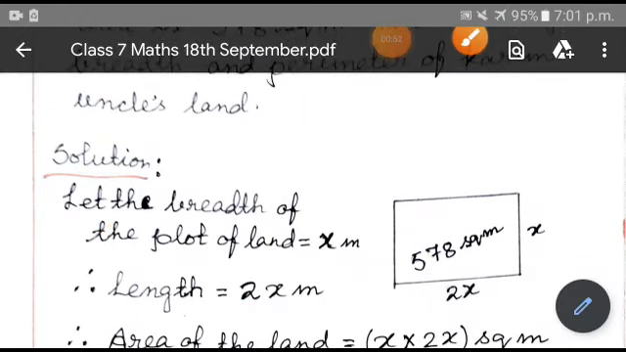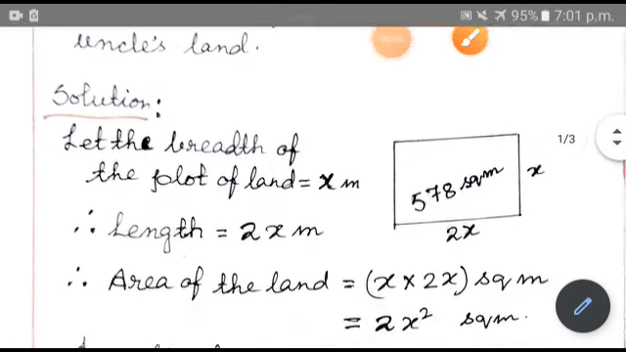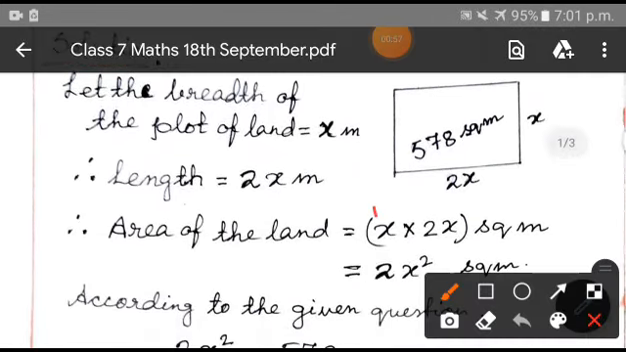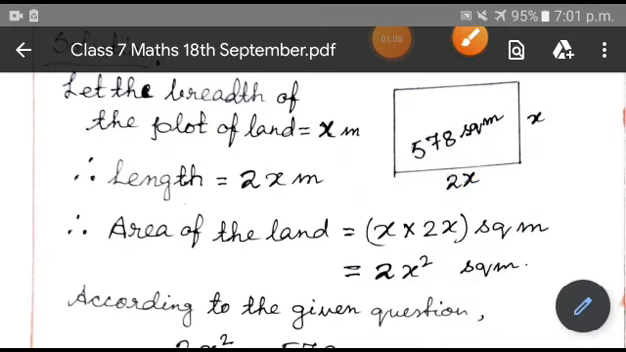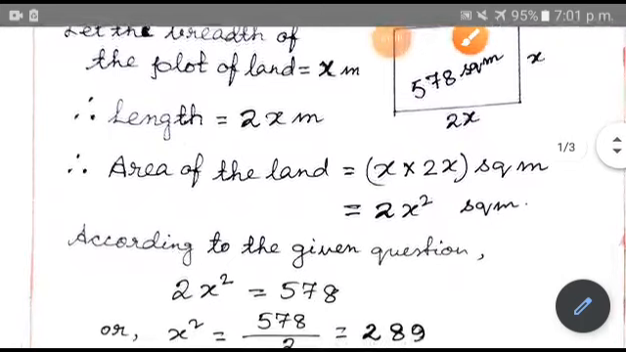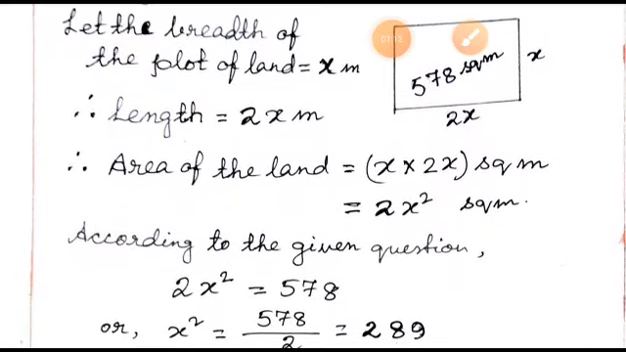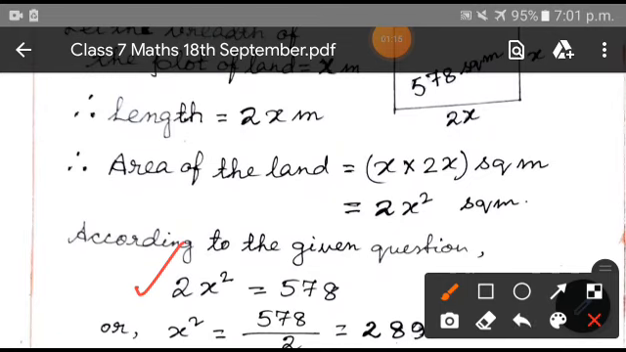So children, you know that area of a rectangle is length into breadth. So we have calculated length into breadth, that is x into 2x, which is equal to 2x square meter. Now already it is given in the question that area is 578 square meter. So you are writing 2x square is equal to 578.